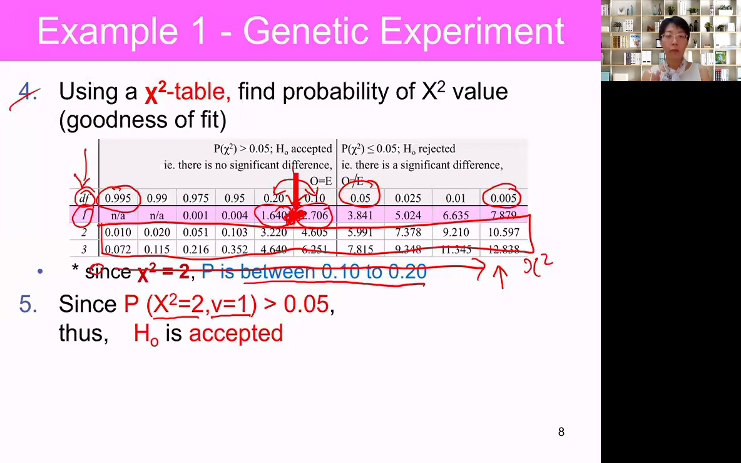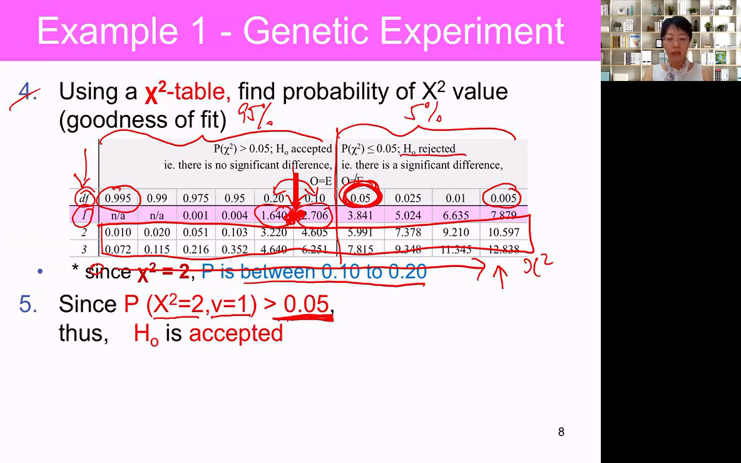And then you compare this probability with the cut-off point probability. The cut-off point probability is 0.05, which is this one here. So that's why we divide the entire table into 2 sections. Remember, this section is 95% of the data, and this section is the final 5% of data. So this is the rejection zone. This is the acceptable zone.